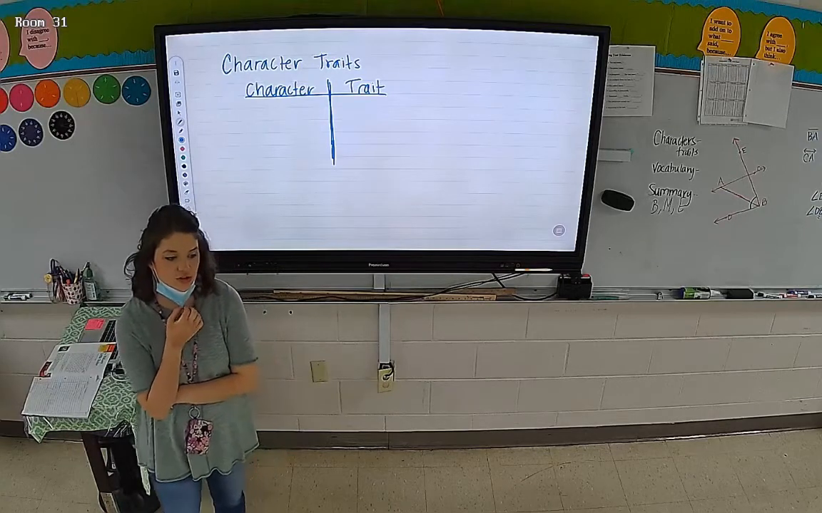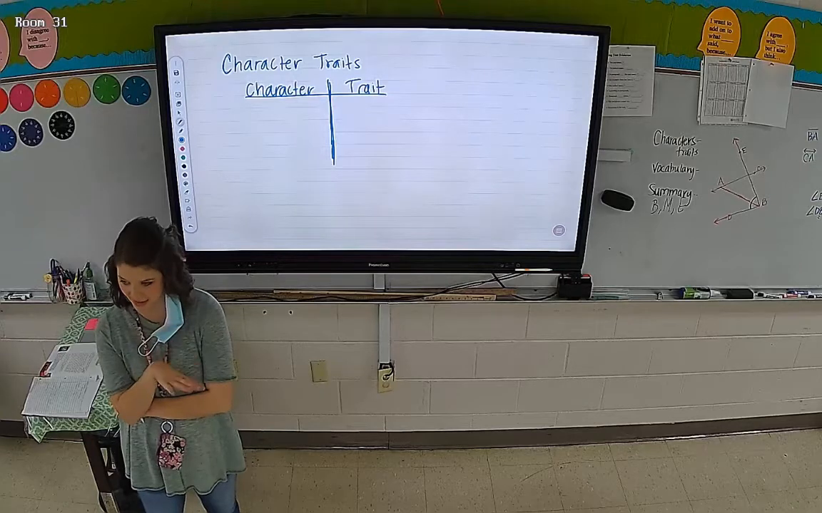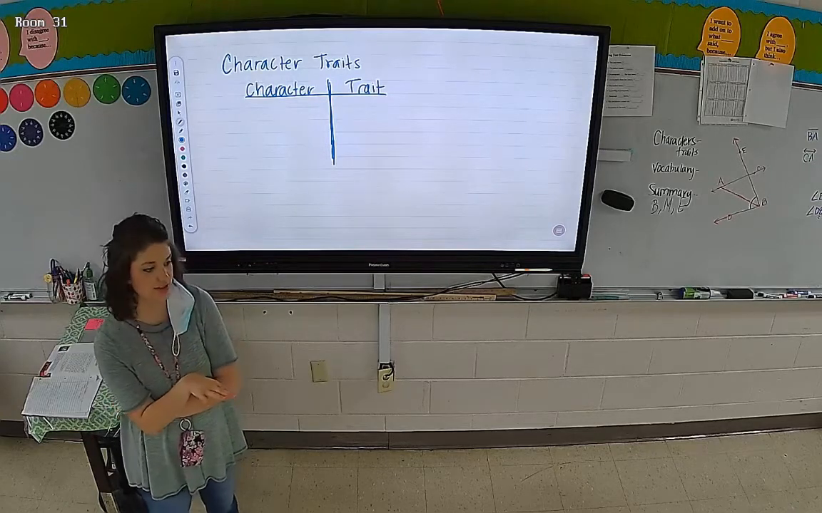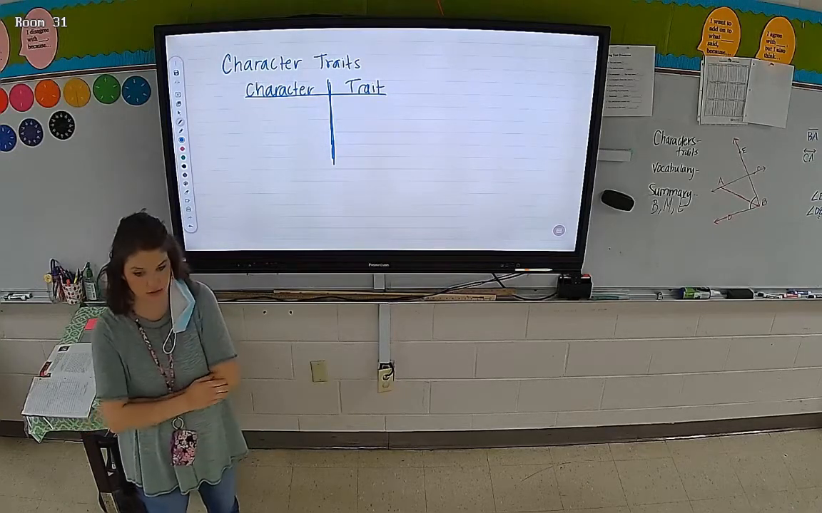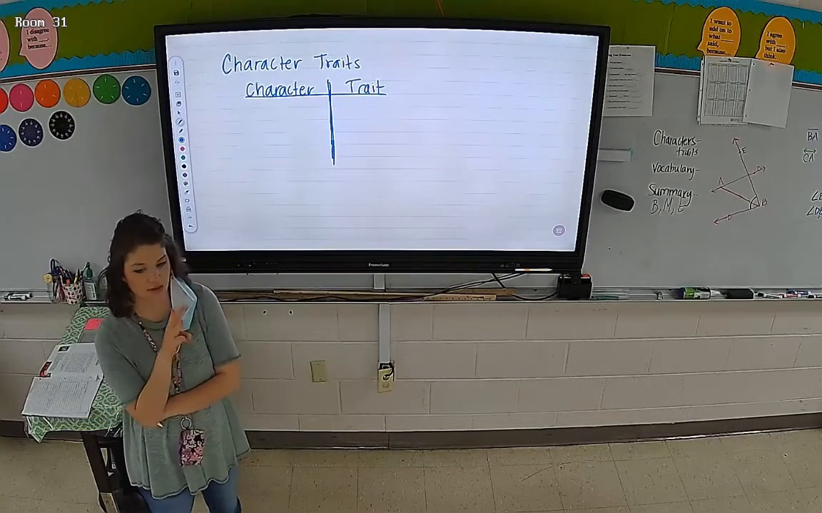You guys just finished reading The Valiant Little Tailor for the second time. Yesterday we read it together. Today you read it by yourself. Now we're going to go through some skills. We're going to talk about the character traits, some of the vocabulary words, and the summary.